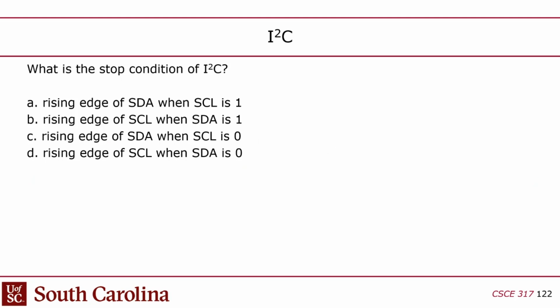Okay, so I got a question. What's the stop condition of I2C? This question is actually easy because you know the answer has to be when SCL is 1, right? The whole idea is you're changing the data when the clock is 1. So just even looking at the last three words, you can tell that A is the right answer. But yes, it's the rising edge of SDA when SCL is 1.